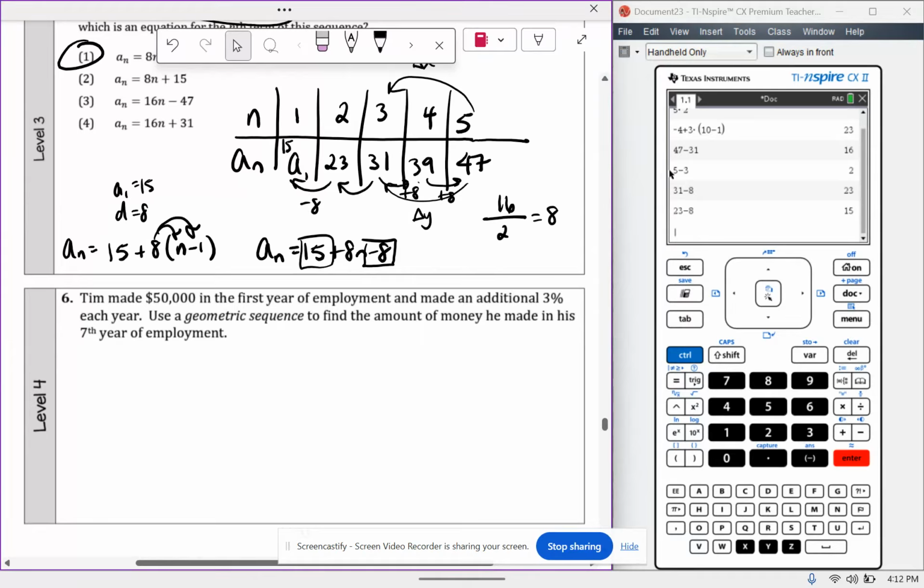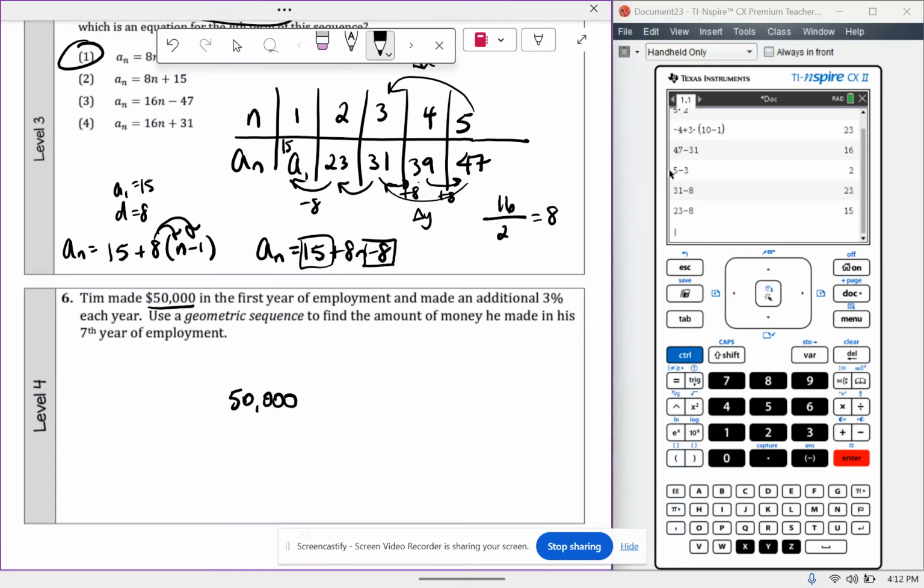Question 6. Tim made $50,000 in the first year of employment and made an additional 3% each year. Ooh, an additional 3% each year. Use a geometric sequence to find the amount of money he made in his 7th year of employment. Ooh, okay. So his 7th year of employment.